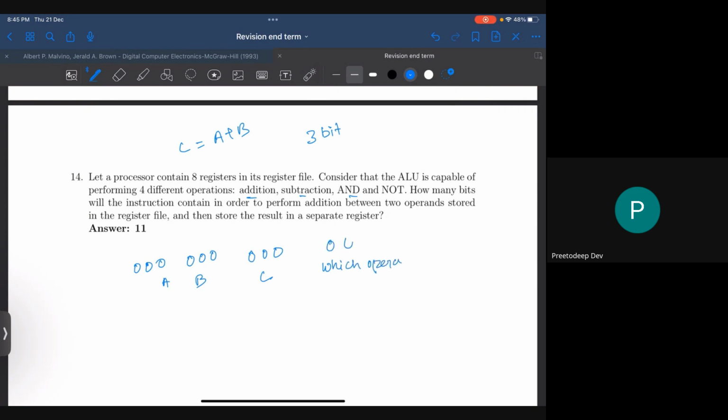Yeah, it will be 2 bits. What will be the opcode? So 1, 2, 3, 4, 5, 6, 7, 8, 9, 10, 11. So that will be 11. Up to that is clear? Yeah. Okay.